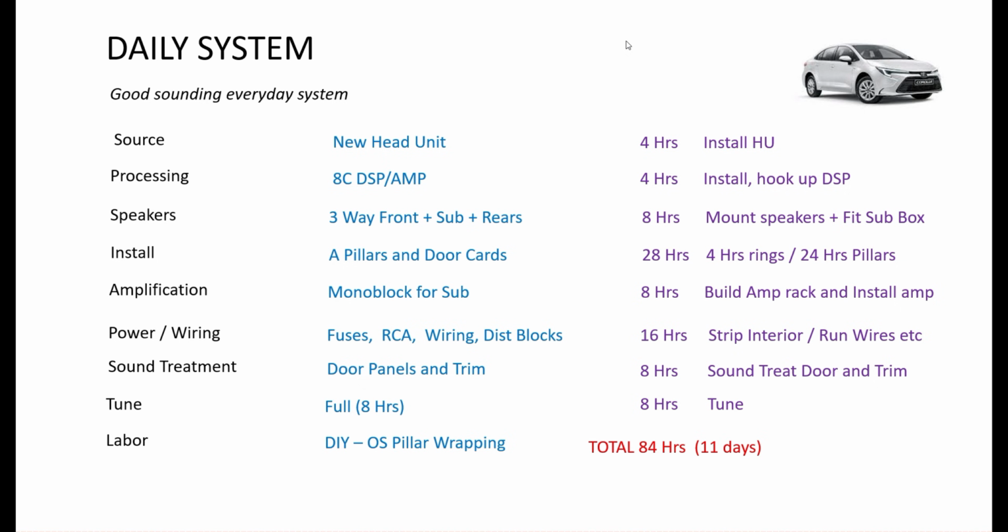Pillars take a long time to build, so that's why that's 24 hours for the pillars and 4 hours to do the rings. 8 hours to build an amp rack and install the amps and things like that. Couple of days to strip the interior of the car, run all your speaker wires, and all the things to do with setting up your power supply. About a day to sound treat the doors and trims, because you've got to take off the door cards and put them all back, and all that type of stuff.